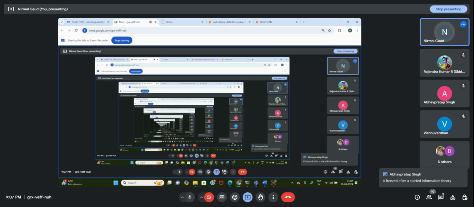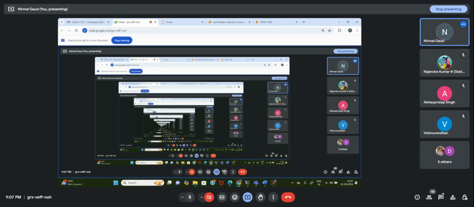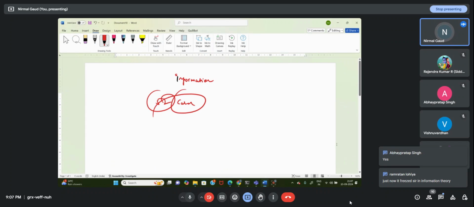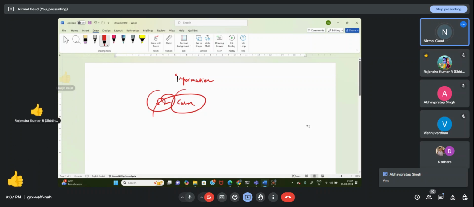Okay, it froze after it started. Else you were seeing. Yes, Mr. Abhay, else it was seen. Yes. Okay, now is it visible? Now can you see a fresh screen where information is written? If at any time you are unable to see, ping me at the same moment.